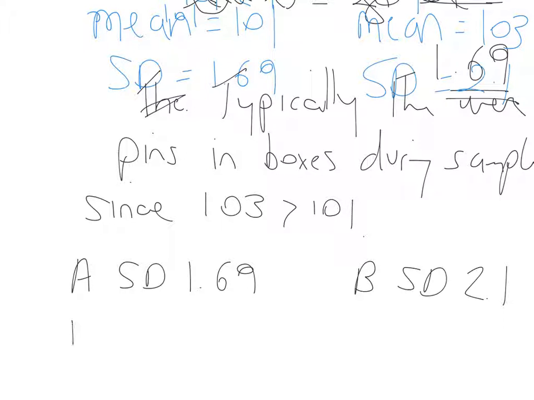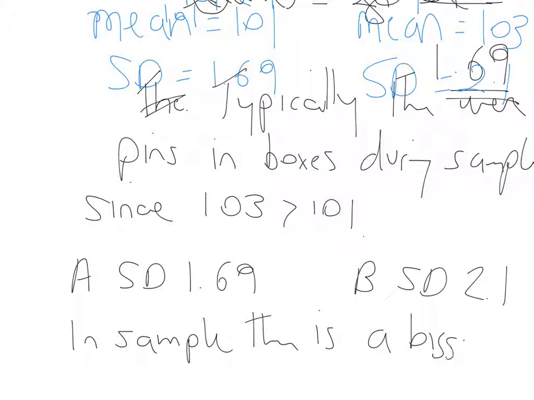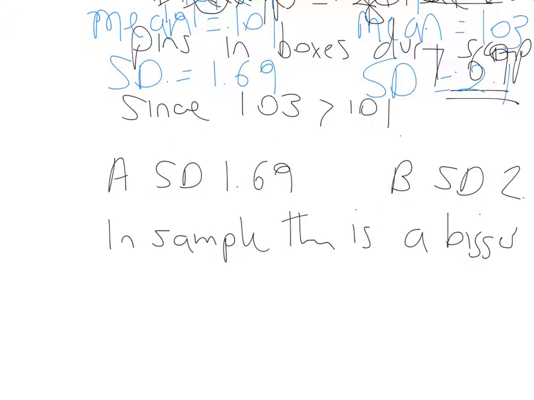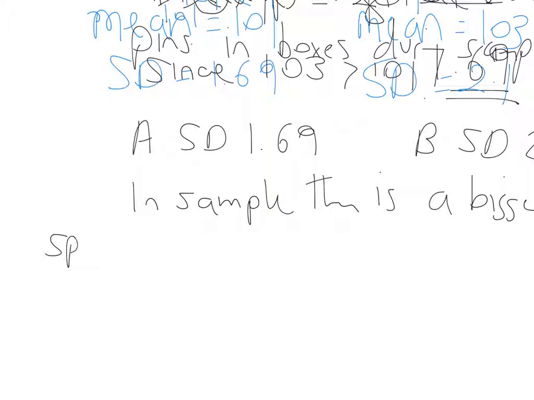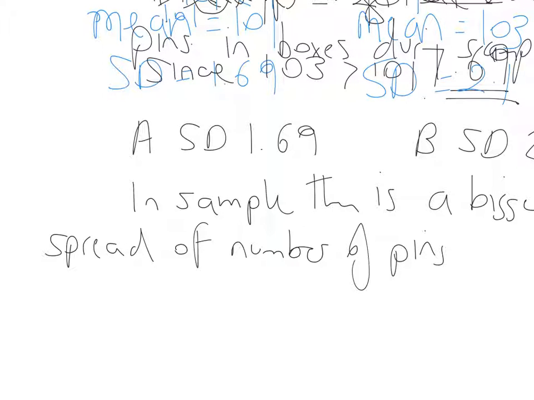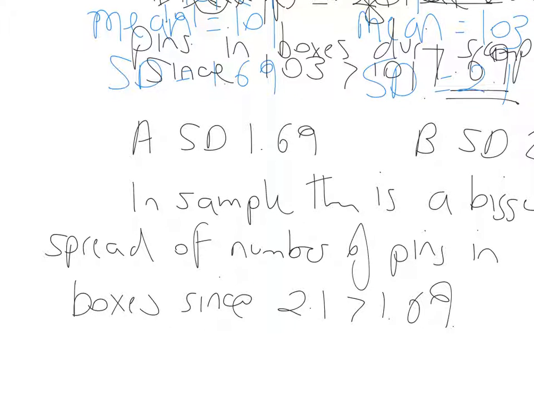So in sample B, there is a bigger spread of numbers of pins in boxes, since 2.1 is greater than 1.69. So it's about talking about the spread, given the context of the question, which is drawn pins in boxes, and that's the end of the question.